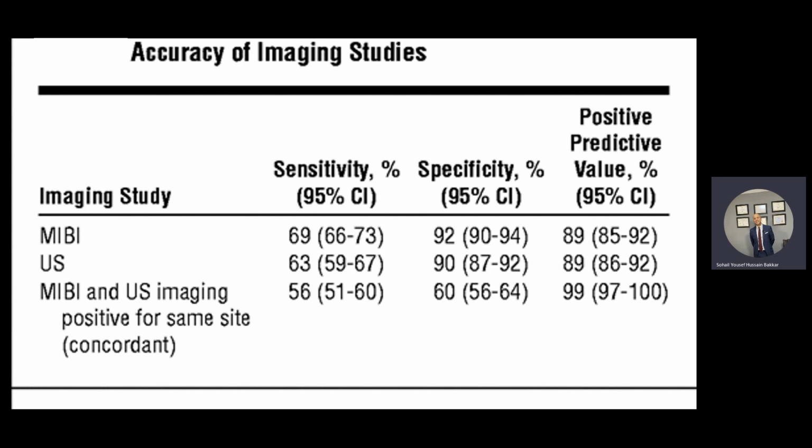And if you have concordant localization, then this means both point to, let's say, the right inferior parathyroid gland, then you have a 99% chance, almost 100% chance that this is the only gland to be involved.